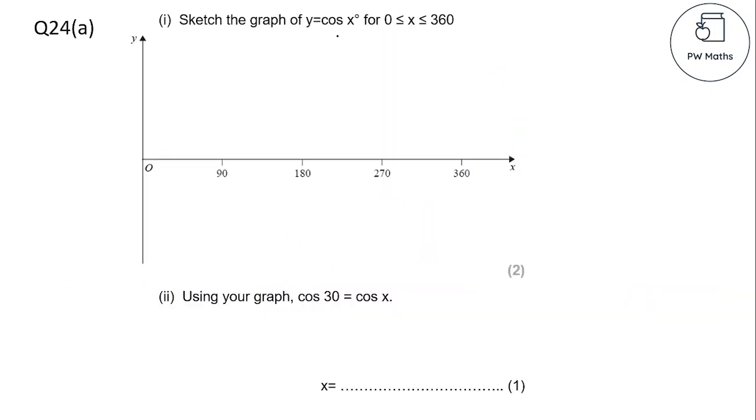Sketch the graph cos x from 0 to 360. Sin x looks like an S. Cos x, if you turn it on its side, looks like a C. So we'll draw the graph. To get the C, it goes down through 90, across to 180, that's its minimum point. By 270 it's back to 0, and then by 360 it's back up where it's supposed to be.